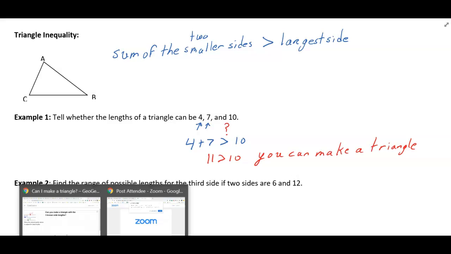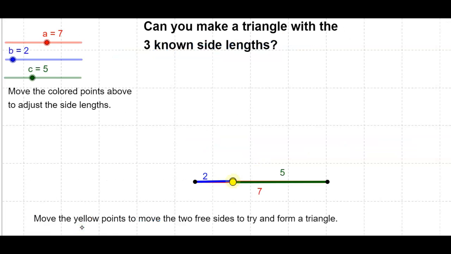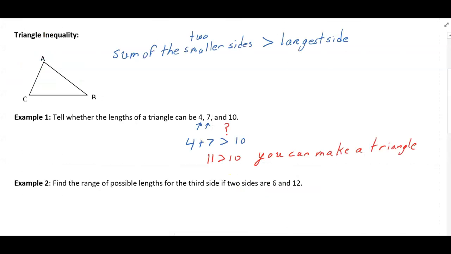When we look at this example that I was doing here, the sides were 2, 5, and 7. So I'm going to put that here: 2, 5, and 7. 2 plus 5, is that bigger than 7? We get 7. Is 7 bigger than 7? No. You cannot make a triangle.